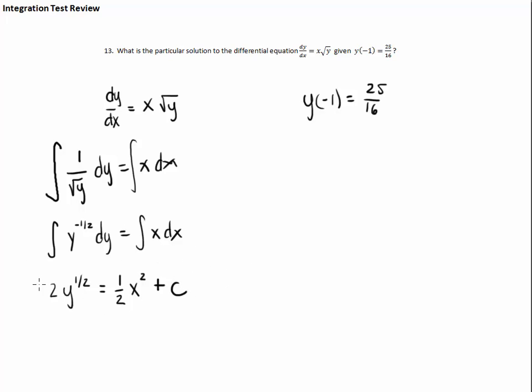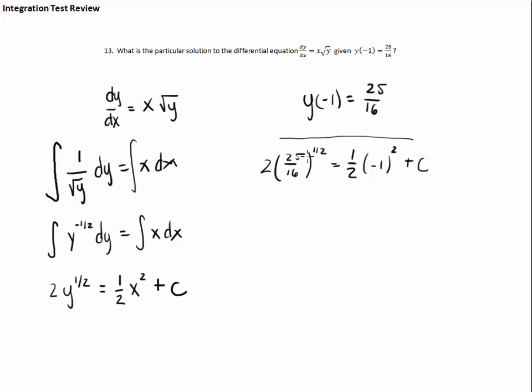Okay, so this is the beginnings of our original equation, our general solution. I do want at this point to figure out what my c value is, and I'm going to use this information to do it. I know that if I plug negative 1 in for x, I have to get out 25/16 for y. So, just draw the line. That's better. All right, so I know I have to get out 25/16. So that's my y value when I plug in a -1 for x.